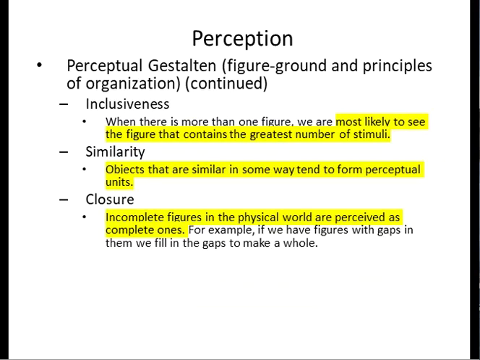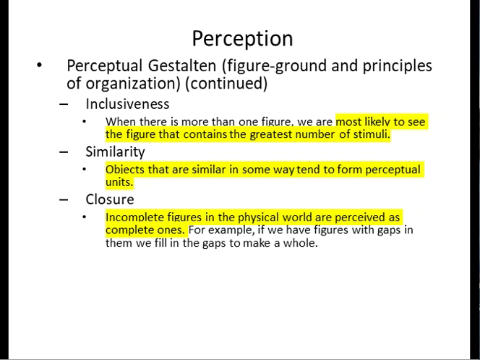In addition to that, we have inclusiveness. When there is more than one figure, we are most likely to see the figure that contains the greatest number of stimuli. We have similarity. Objects that are similar in some way tend to form a perceptual unit.